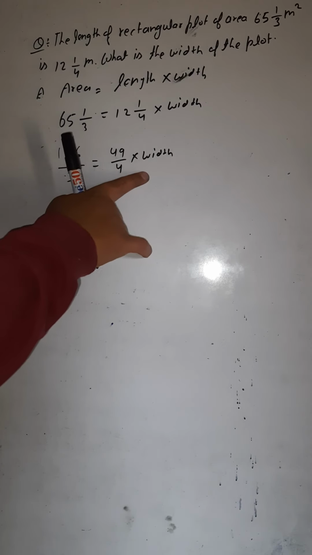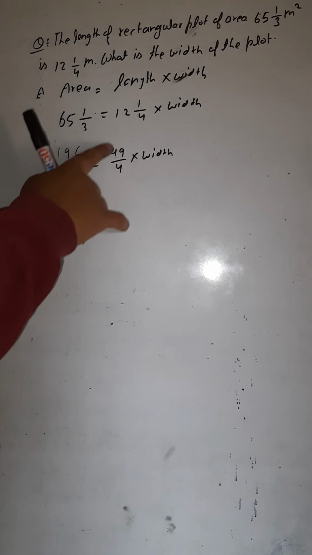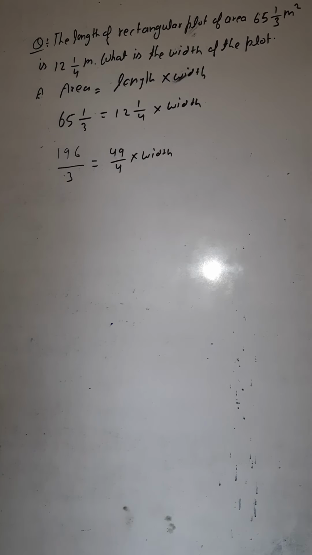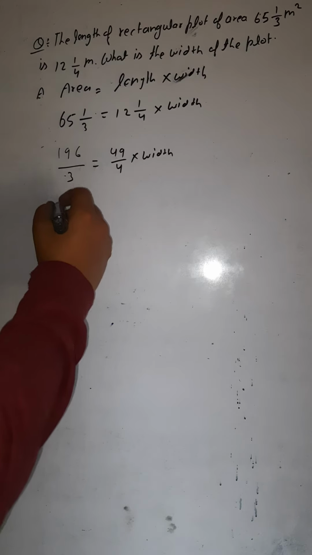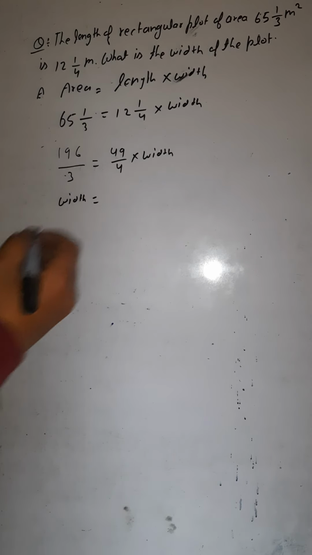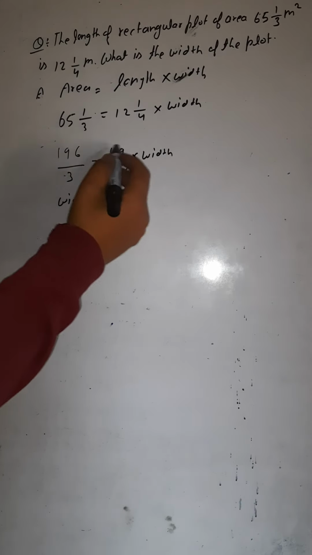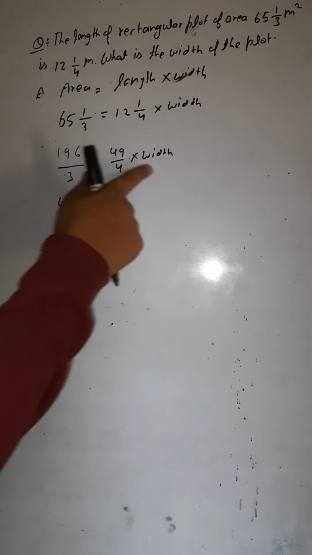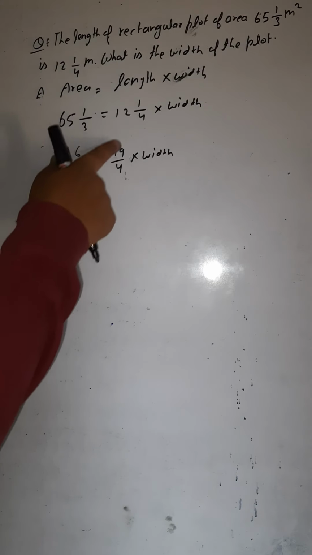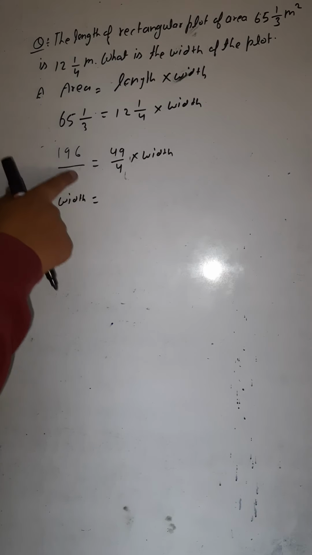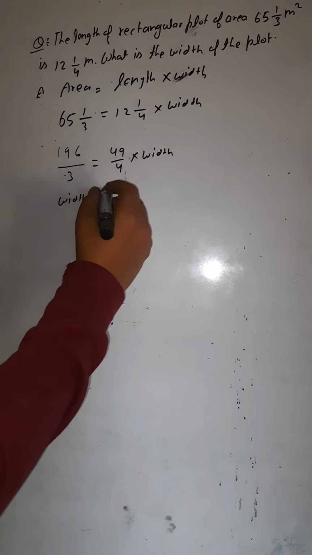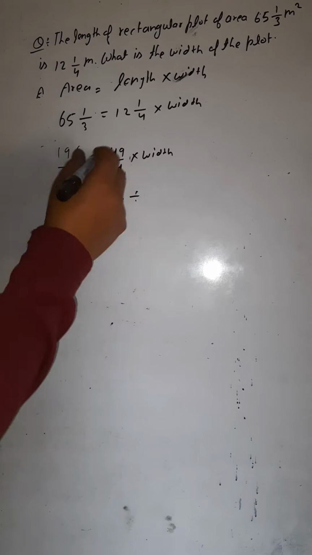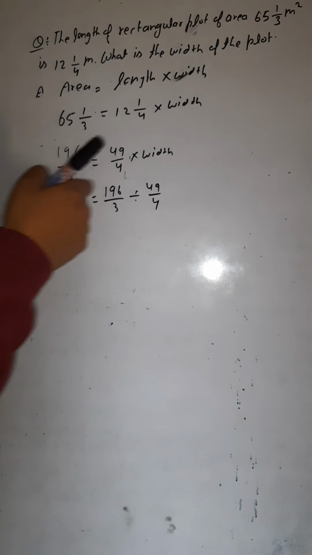So if you are to find out width, whatever is multiplying to width would divide here now. Are you getting this? So width would be equals to, this would divide here now. Why? Because it is multiplying here. We have to find out the width now. So width would remain here. Now whatever is there with the width would come here and would divide here. So you can write it like this, 196 by 3 divided by 49 by 4.